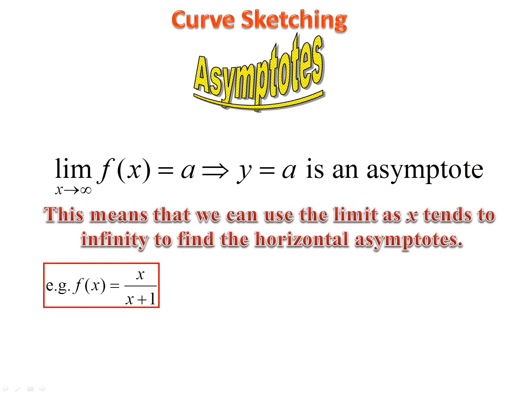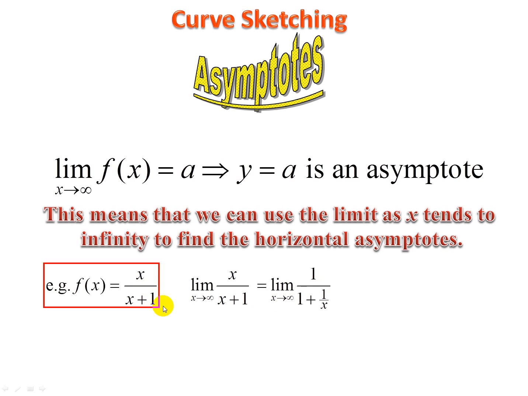Here's an example. Now, the only way this will work is if I obtain 1 over x, 2 over x, a constant over x out of this, because I know that a constant over x becomes smaller and smaller as x becomes bigger and bigger. It's a fraction with x in the denominator. So what I'm going to do is divide top and bottom, that term, and that term by x.